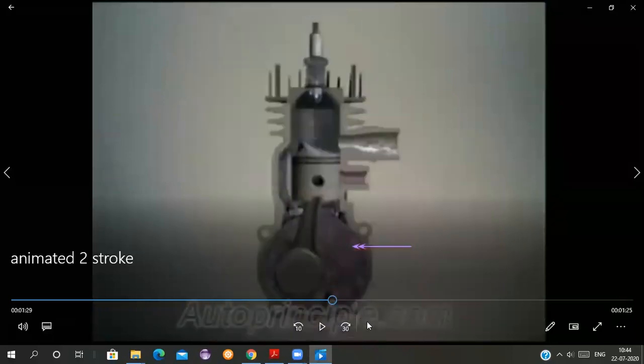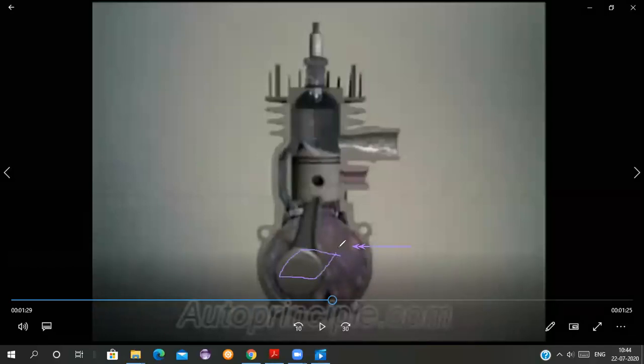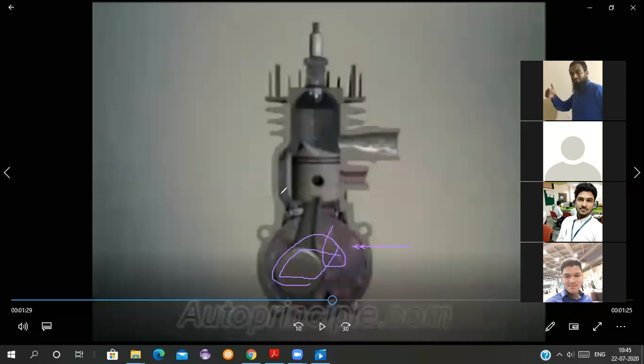What is happening as this piston is moving down? It has closed the inlet port here. Because the piston is now covering the inlet port, the crankcase is a closed structure, with no connection to the outside. At this stage, it is sending the compressed air fuel mixture to the transfer port from here.